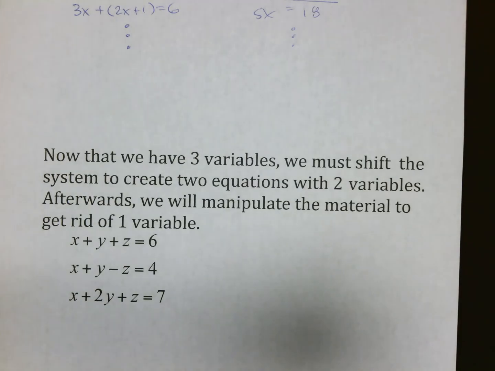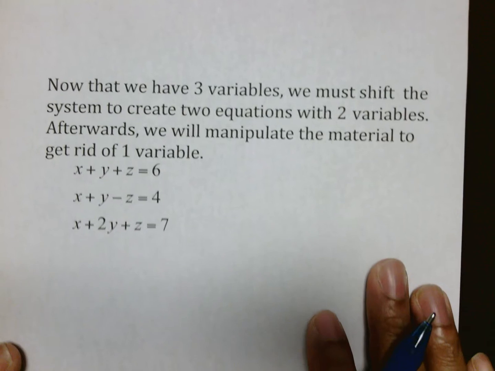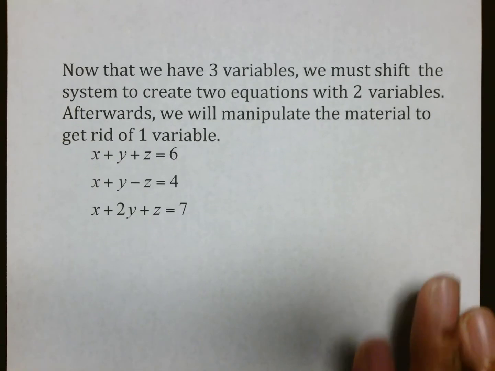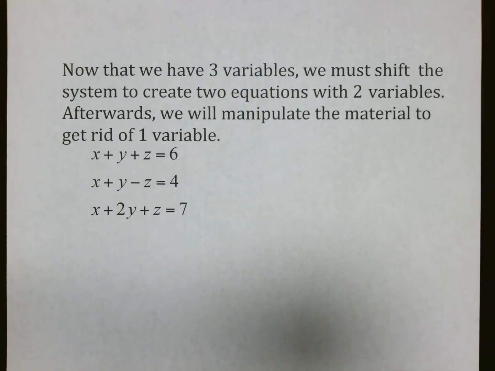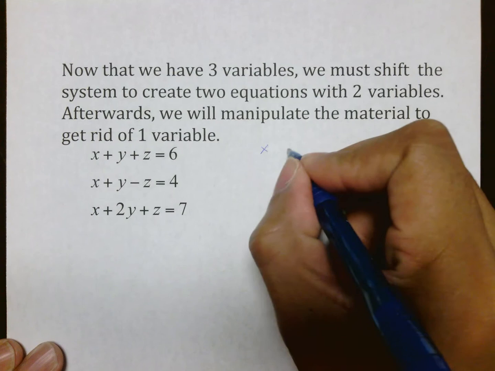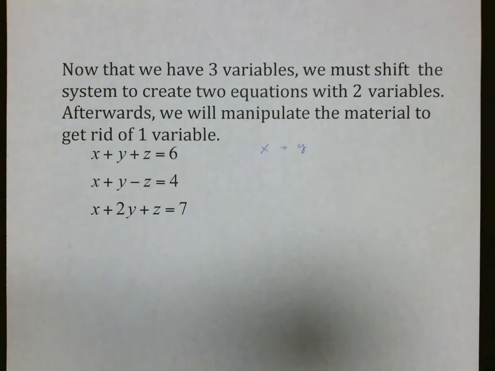So everything is still going to be pretty much the same. It's just going to be, again, your ability to choose what's going to happen. So now that we have 3 variables, again, we must shift the system. So we're not going to solve this, but I just want to show you what we're talking about. What I like to do whenever I have a system is just focus on x and y. You do not have to focus on x and y.